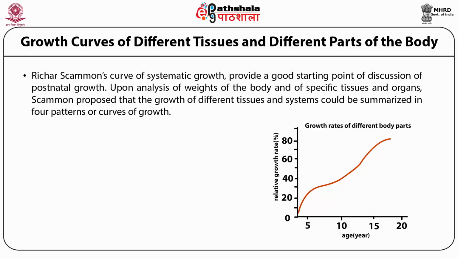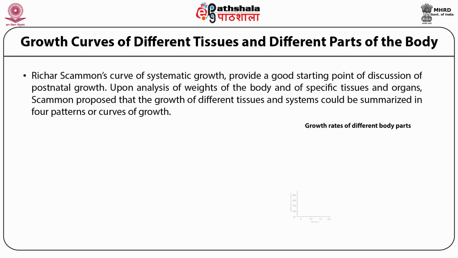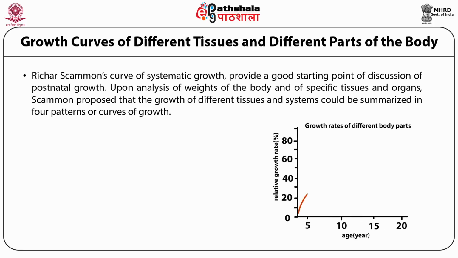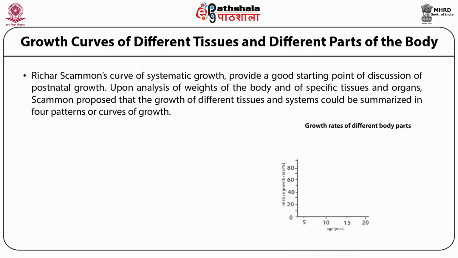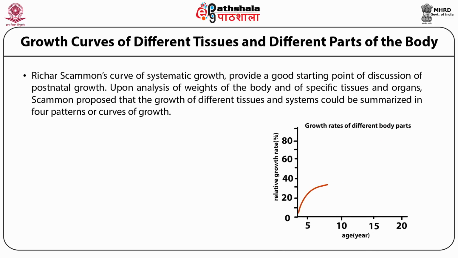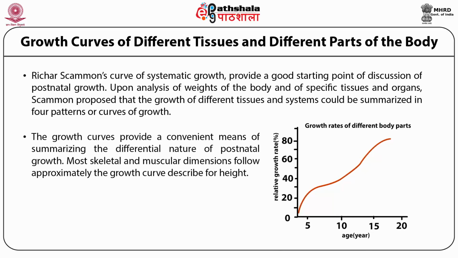Upon analysis of weight of the body and of specific tissues and organs, Scammon proposed that the growth of different tissues and systems could be summarized in 4 patterns or curves of growth. The growth curves provide a convenient means of summarizing the differential nature of postnatal growth.